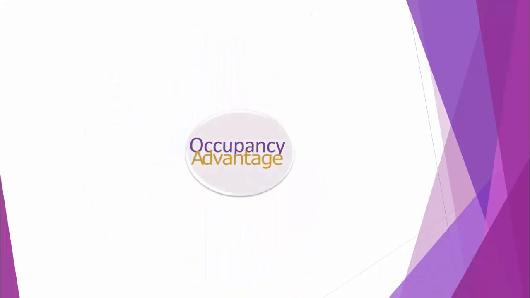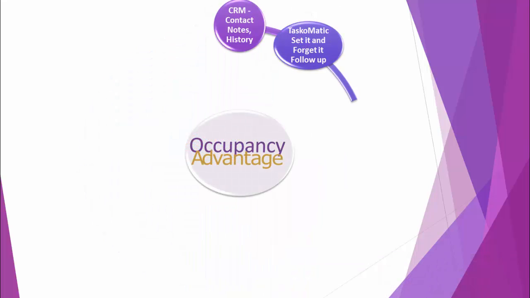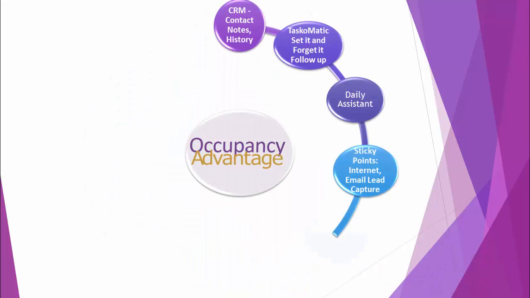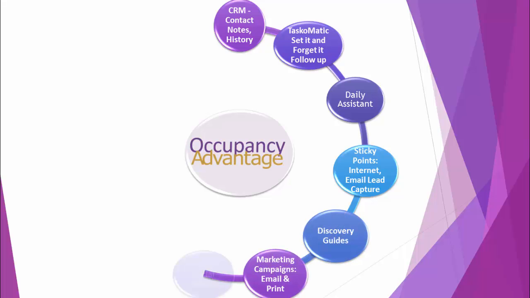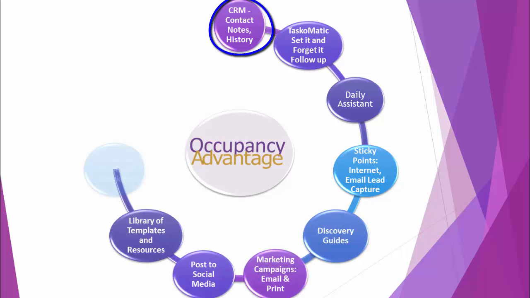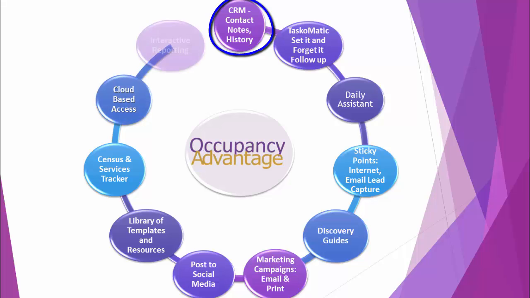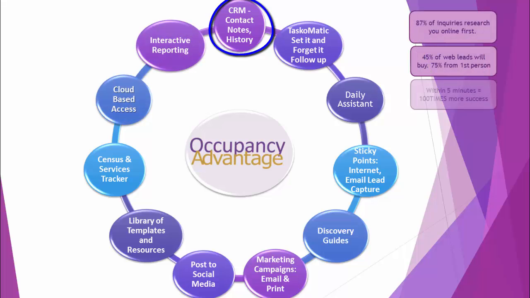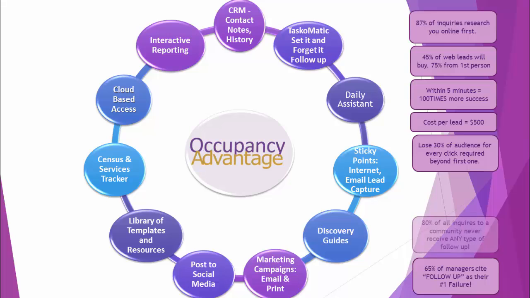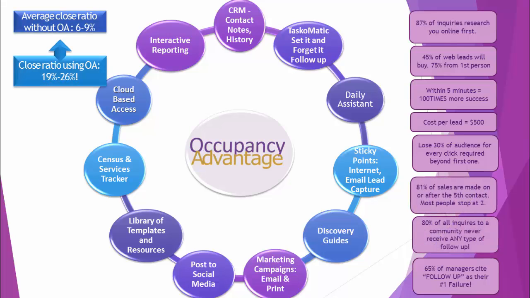Here are all the components and tools built into Occupancy Advantage that make that Slinky go into motion and produce such high conversion rates. At the top is CRM. Occupancy Advantage has very powerful and easy to use CRM, but that's where traditional systems stop. We've added Task-o-matics, a client favorite. Task-o-matics are one of the most powerful tools in your tool bag.